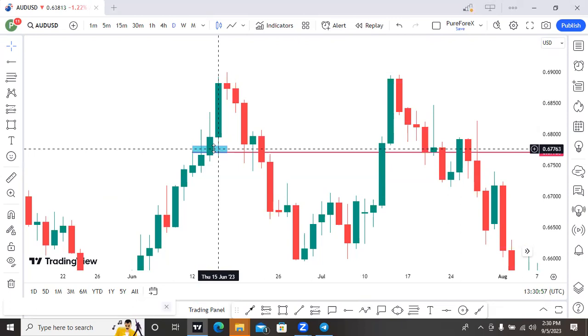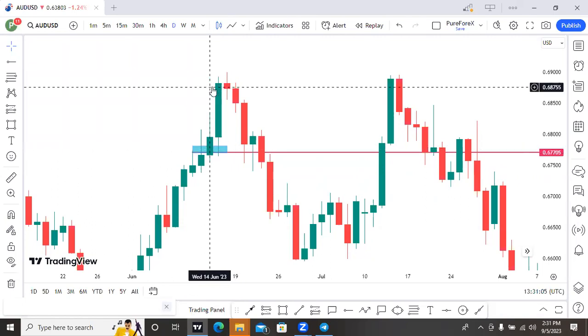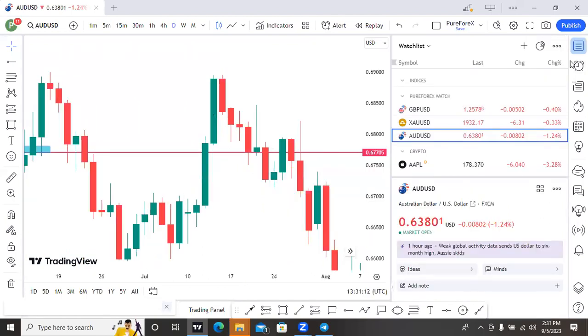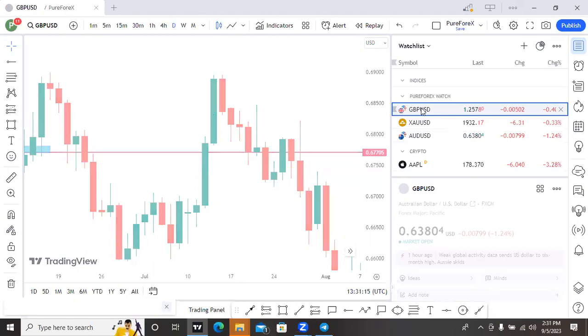So once we spot something like this, it gives us confidence. This full body candle as confirmation gives us confidence for us to take that trade without fear or favor, right? Let me show you more examples. Let's go to GBP USD, guys. So this is GBP USD.